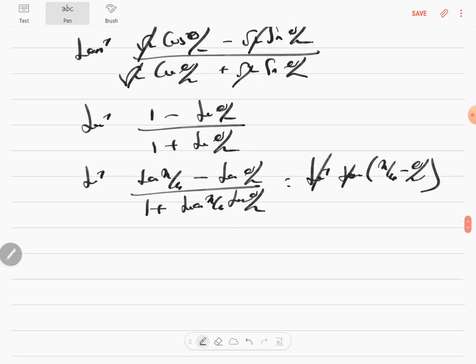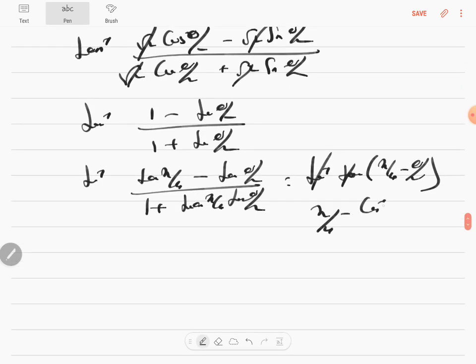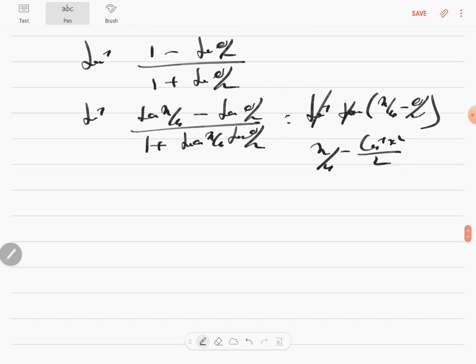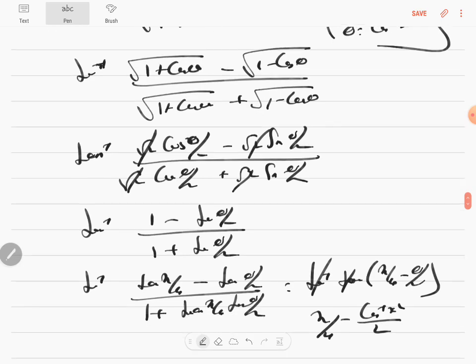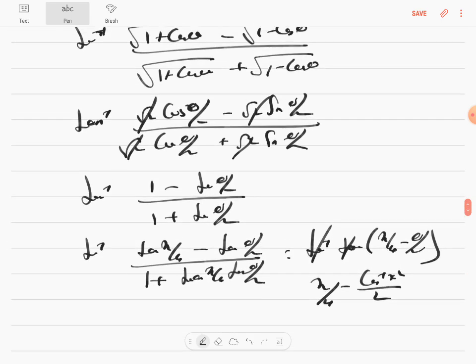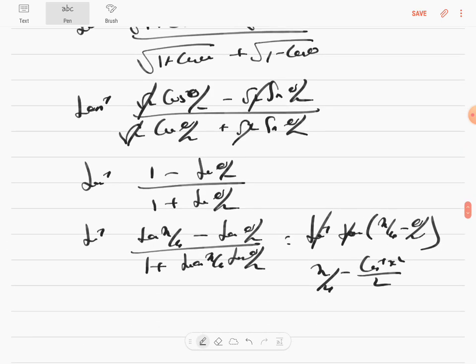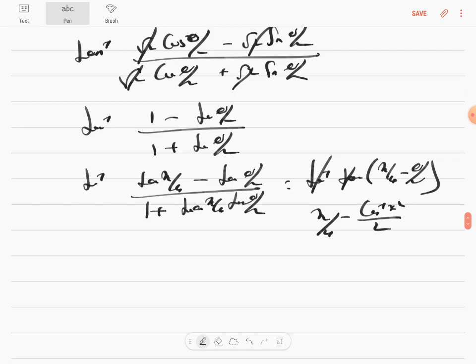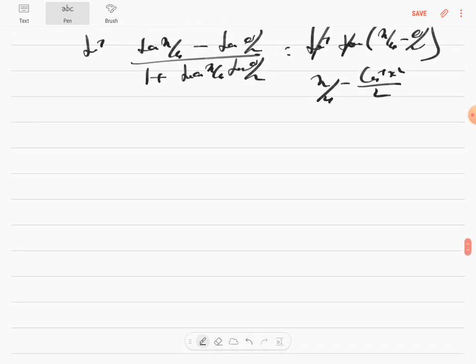It's cos inverse of x square. A pi by 4 minus cos inverse of x square by 2. That will be the answer for this. So if they say, okay, this is the sum, that's enough. This is what it is. Let's go to the next sum, which is the fifth question.